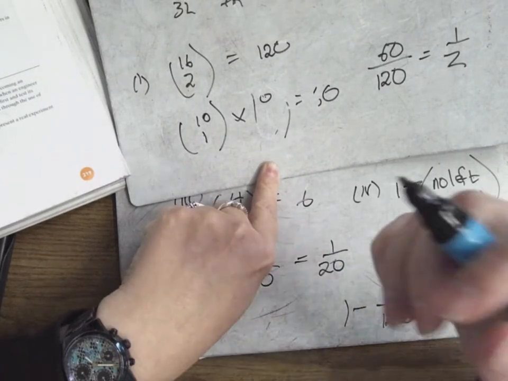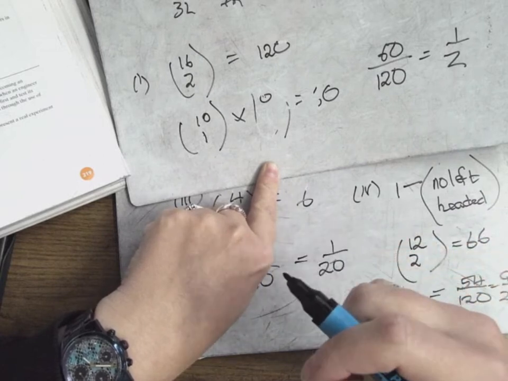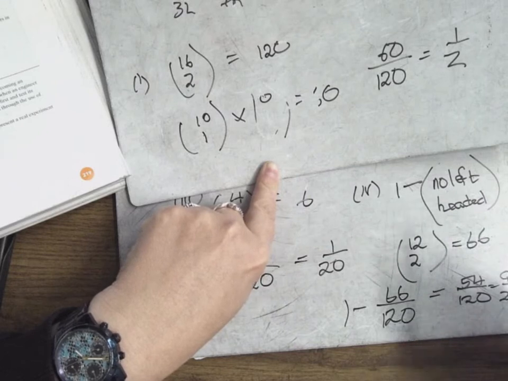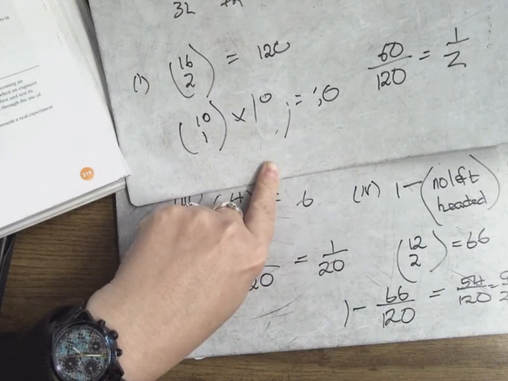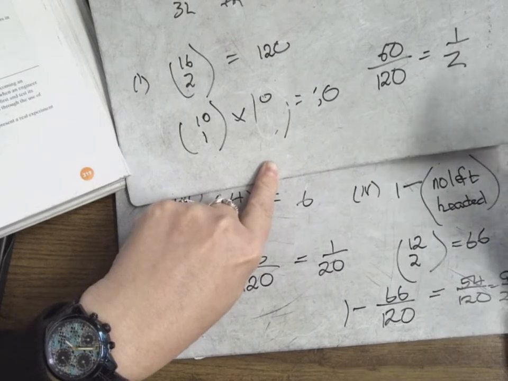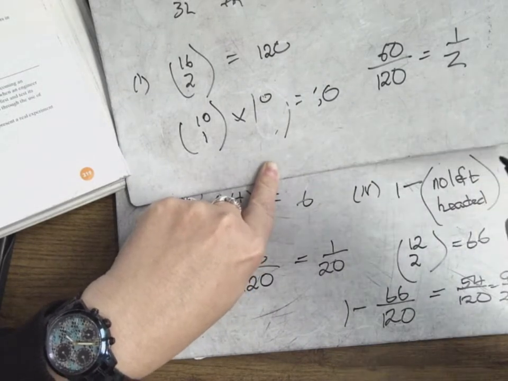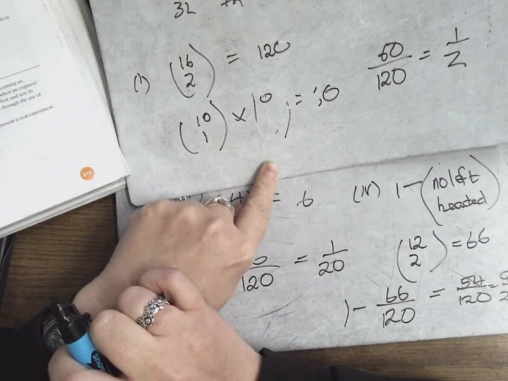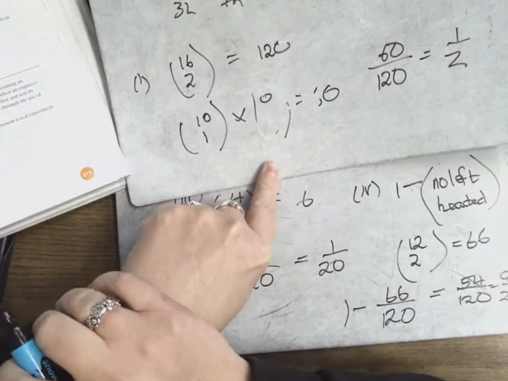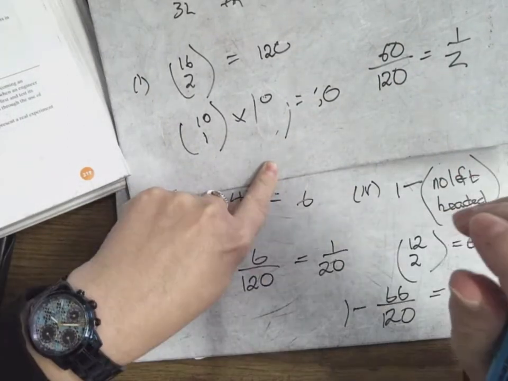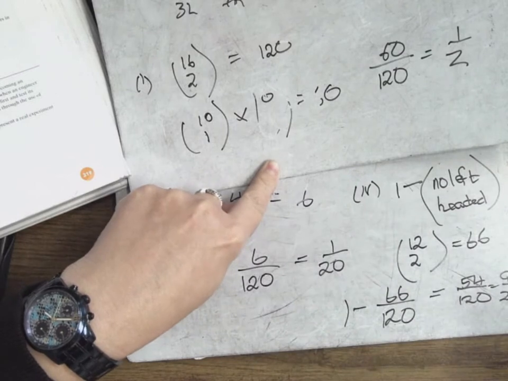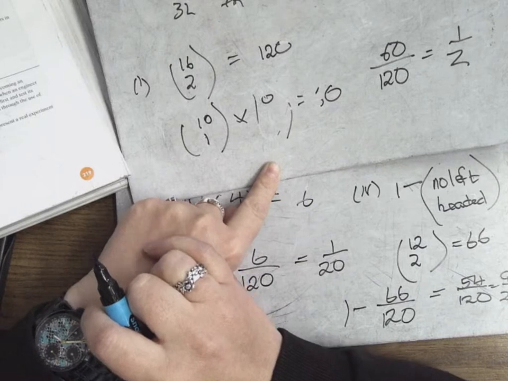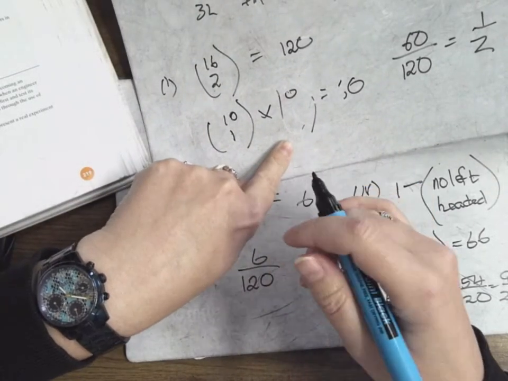So if there was at least 1 boy, you do 1 take away no boys. Okay? Right? If it was at least 1, I don't know, blue ball, you do 1 take away no blue balls. So, no, you have to do those separately. It's only at least 1 that you can do 1 take away none. Is that alright? Okay? Right, are we okay with that? So that was number, I don't know, that was number 8. Number 9?